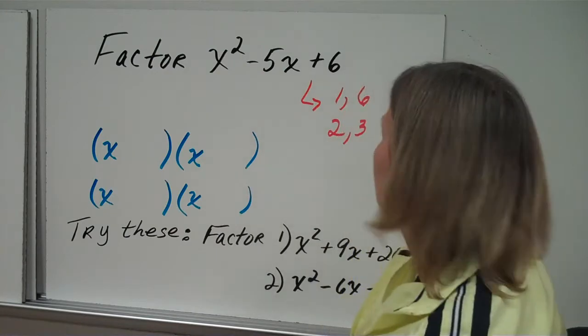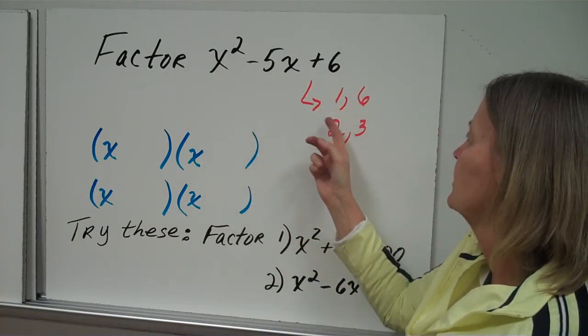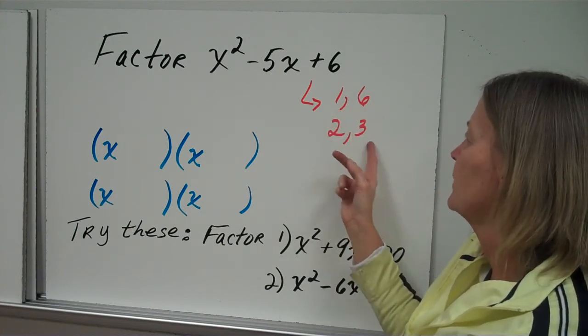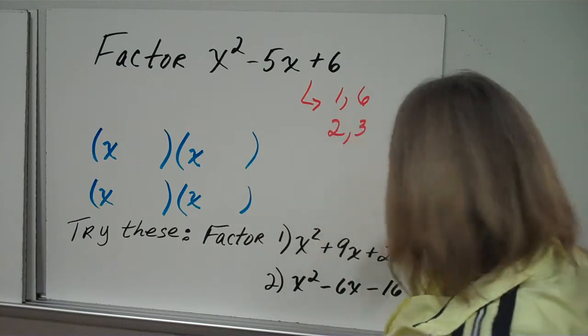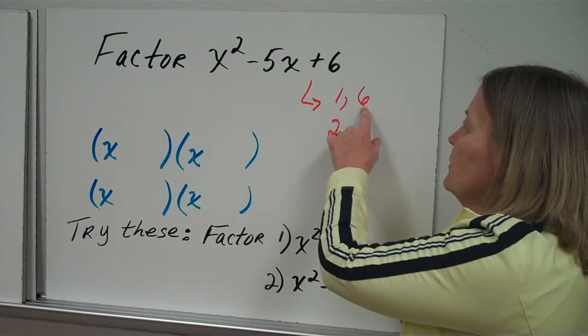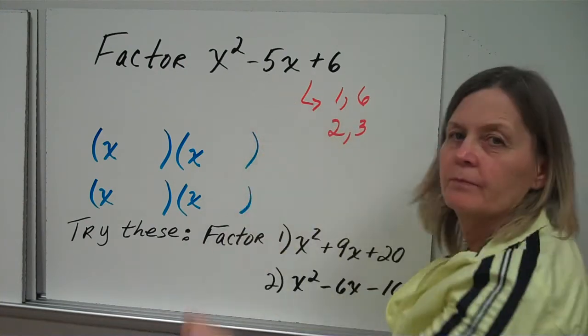I'd like to try one more with you. X squared minus 5x plus 6. Factors of 6. Always list them all. In this case, you have two pairs. 1 and 6, 2 and 3. Now what makes these two pairs a little bit more interesting is we're looking at that relationship. Well, let's look at 1 and 6. Well, 6 minus 1 is 5. So we could use that one.